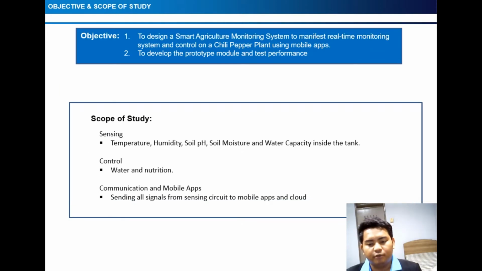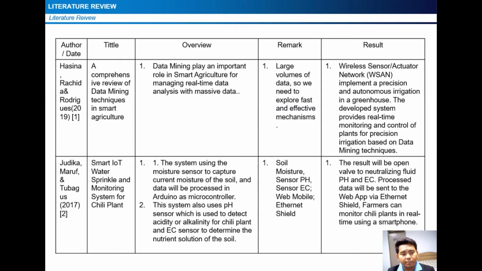Okay, the objective of my project is to design a smart agriculture monitoring system to manifest a real-time monitoring system and control on a chili pepper plant using mobile apps. And then the second one is to develop the prototype module and test performance. Okay, there are three scopes of study, which is sensing, control, and communications. Okay, let's move to the literature review.